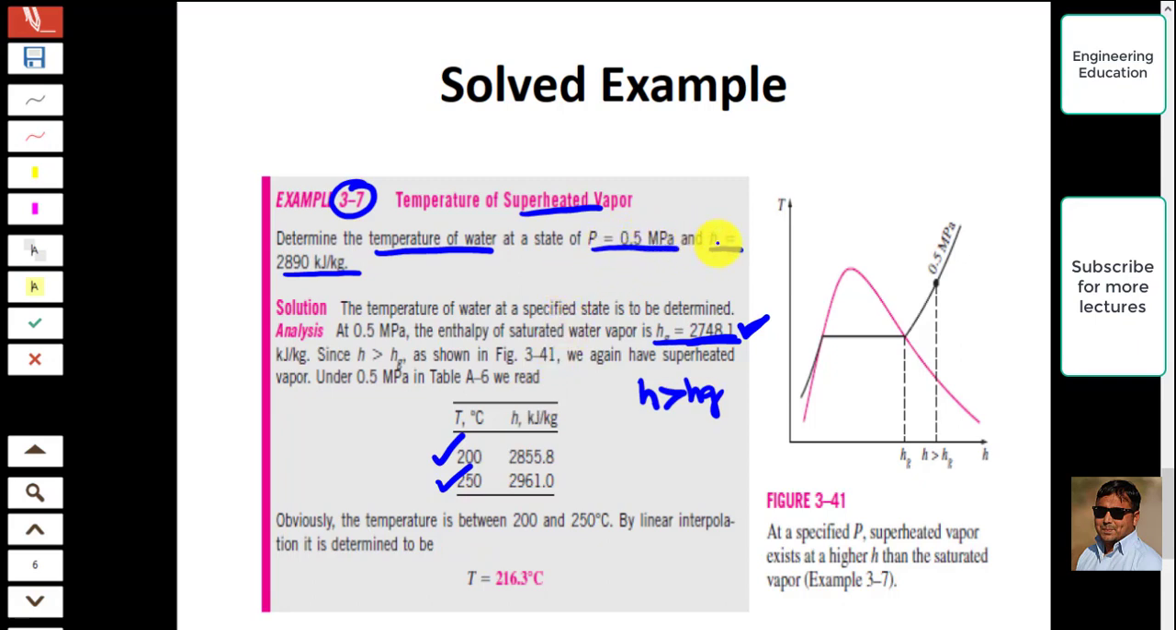At P equal to 0.5 megapascal and H equal to 2890 kilojoule per kilogram, we find the value of temperature, which is 216.3 degrees centigrade. If we show the state of the superheated vapor on the T-H diagram, this is the state at 0.5 megapascal with H value 2890, and here we have determined the temperature, which has the value of 216.3 degree centigrade. So this was the required temperature which we were asked to find in this problem.